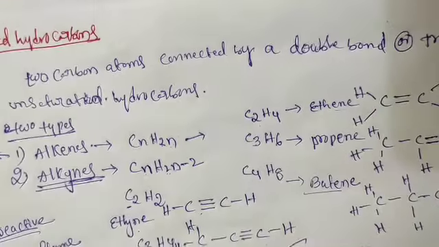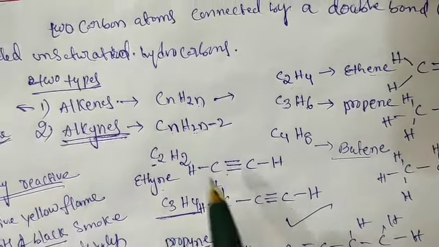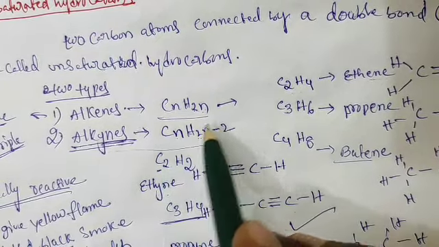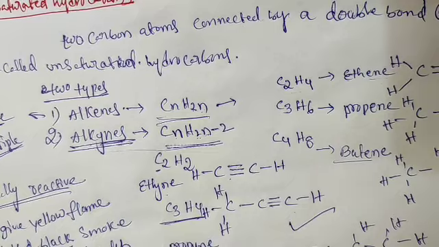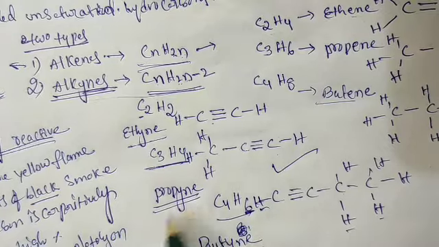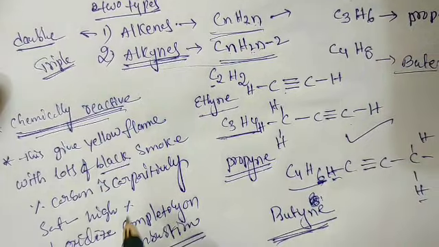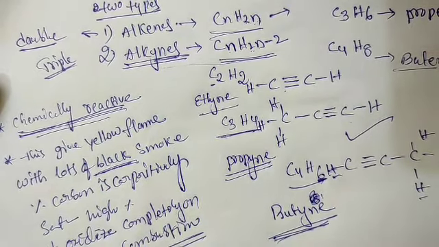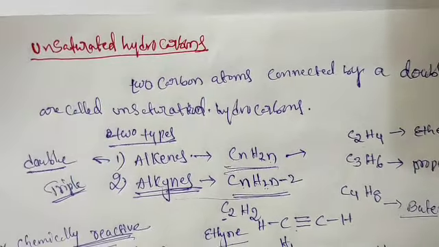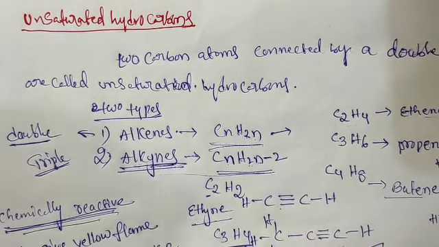We are discussing now unsaturated hydrocarbons: structural formulas, alkene and alkyne, alkene double bond, alkyne triple bond, and general formulas also. Next, the names of these compounds if there are 2 carbons, 3 carbons, 4 carbons, the general chemical reactions, whether they are reactive or not, whether they give smoke or not, whether they are clean or not. Saturated hydrocarbons are a very clean fuel. Unsaturated are not that clean, because the carbon percentage is more in them.